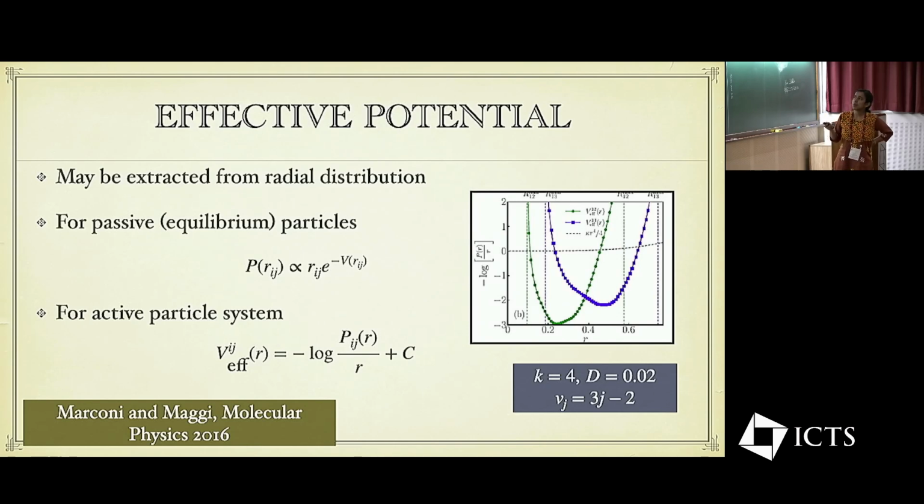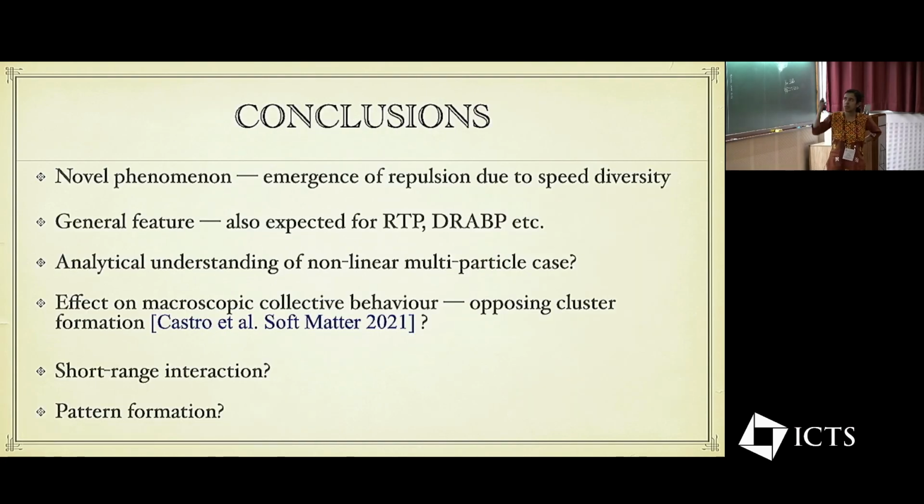which was much flatter. So there is a much stronger attractive coupling for each pair. This is due to activity and due to the difference between their speeds.